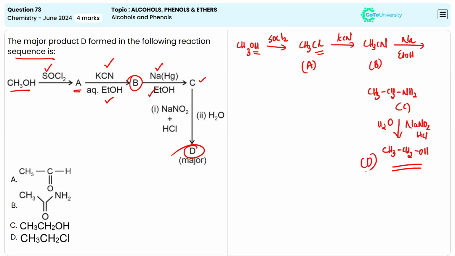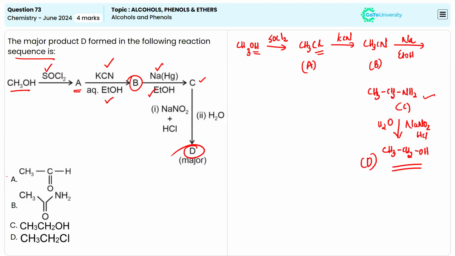So here we have methanol in presence of SOCl2. They are producing CH3Cl, which on reaction with KCN will produce ethyl nitrile. Again, reacting with sodium, they are producing the product C, that is amine, and that amine reacts with NaNO2 and produces ethanol. So here we can say the final product D is ethanol.